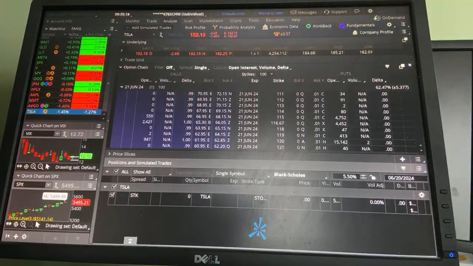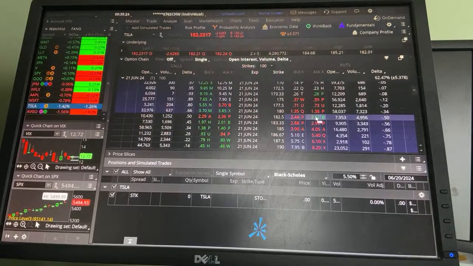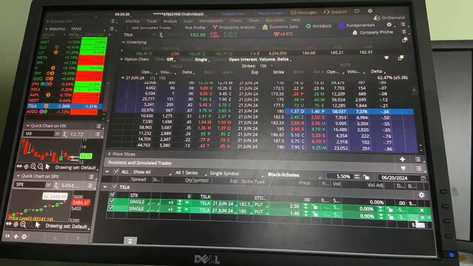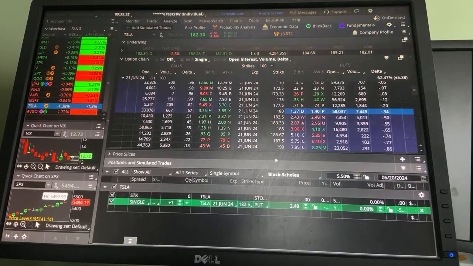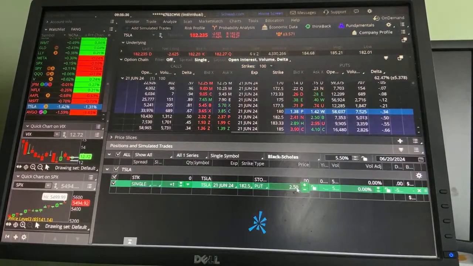21st expiration here. If you pick up the 182, these are the at the monies. They're going for 250. If you wanted to keep your risk a little bit smaller, you can pick up the 180 strike put. Those are going for about 140. I'll pick up the 182 half for $2.40 here, $2.50.